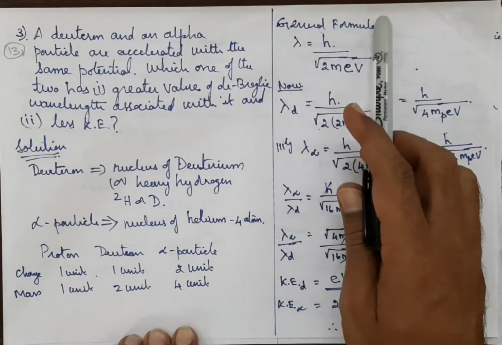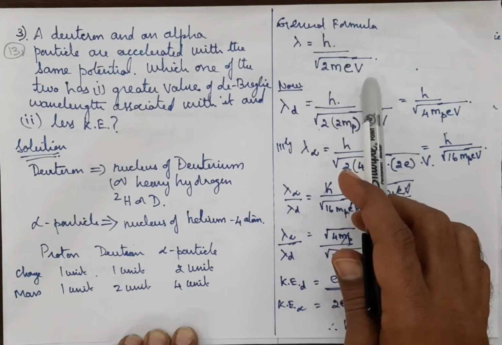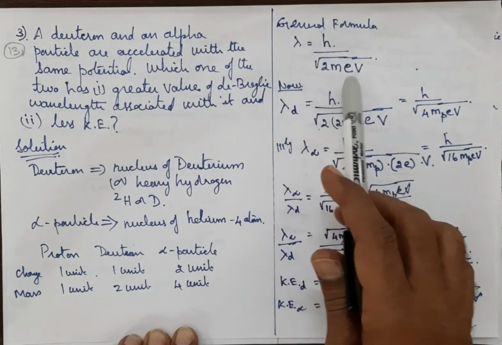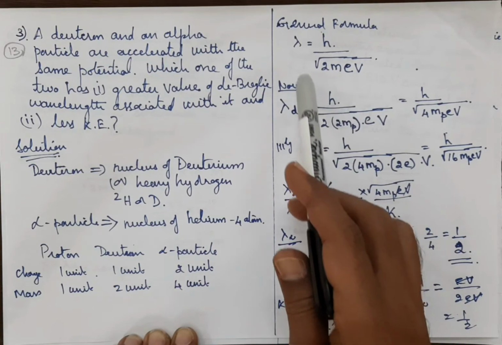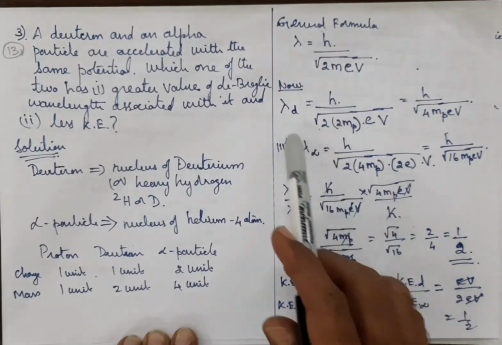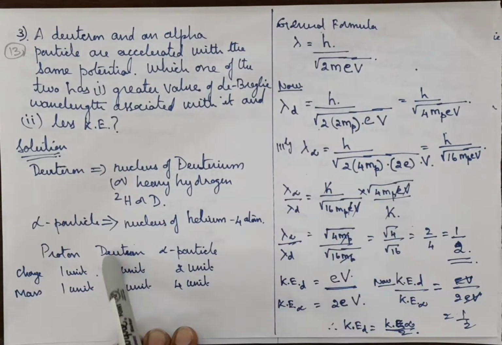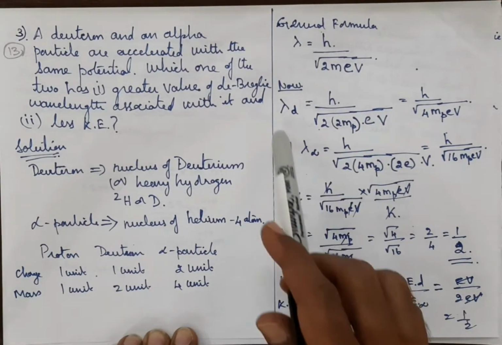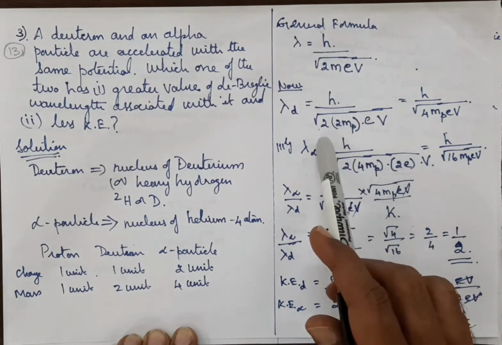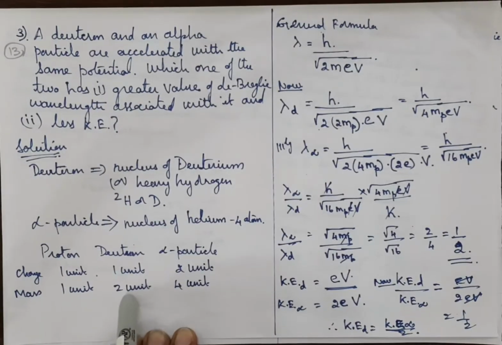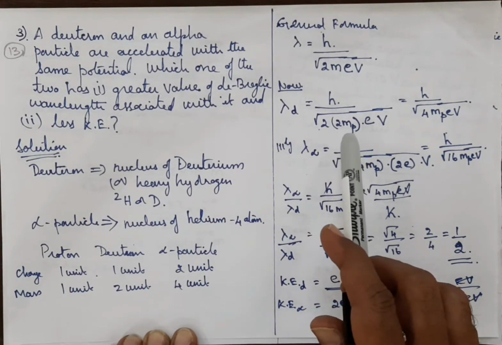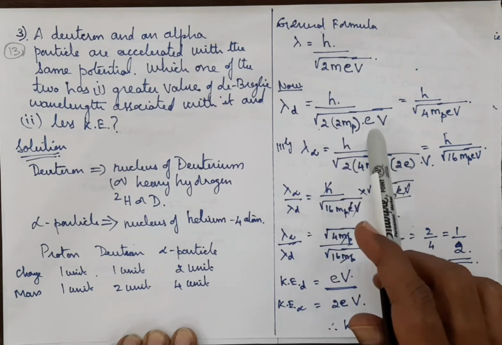The general formula is lambda is equal to h by root of 2meV. The formula is similar to the last problem which we have solved. Now we calculate one by one. First we calculate lambda d for the deuterium. Lambda d is equal to h by root of 2, we keep this 2 as such. Then mass: we refer to the table. Mass is 2 units of the proton, so I write twice the mass of the proton, 2 mp, into e.